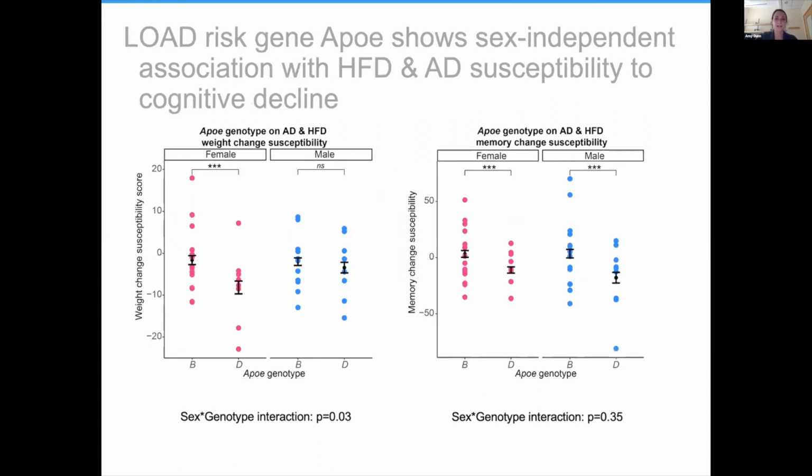And that's in contrast to some other AD-associated loci, like the ApoE locus, in which case it's associated significantly with both metabolic and cognitive response to high-fat diet, but in the same direction in males and females.